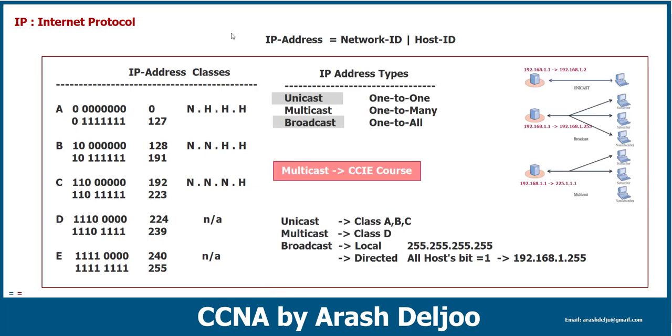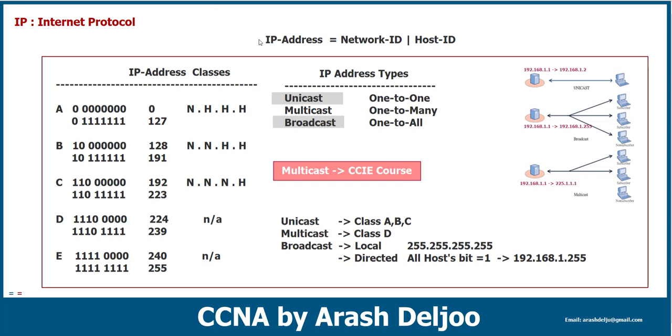IP, or Internet Protocol. In this video, again, I'm going to talk about IP. In previous videos we learned about the IP address structures, such as the network ID and host ID, and also IP address classes. Here I'm going to talk about another feature of the IP address. Let me first review the IP address classes rules. After that we can start talking about the IP address types.